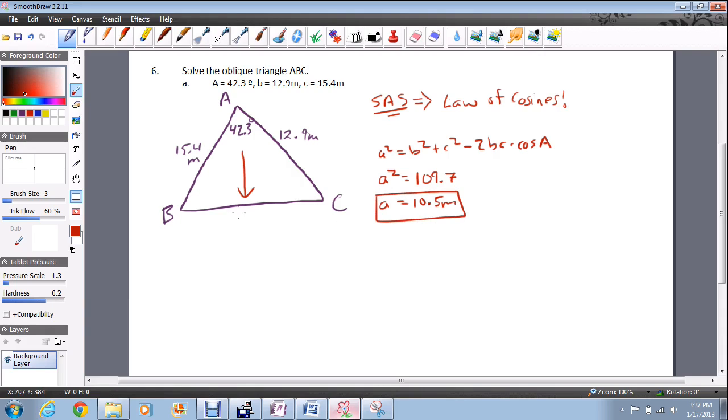So now from here, we can do it a couple different ways. We can figure out what B is, or we can figure out what C is. It really doesn't matter what order we go in. I'm going to use the law of cosines to figure out both of them. So I'm going to start out by finding out what angle B is. I set it up like this.